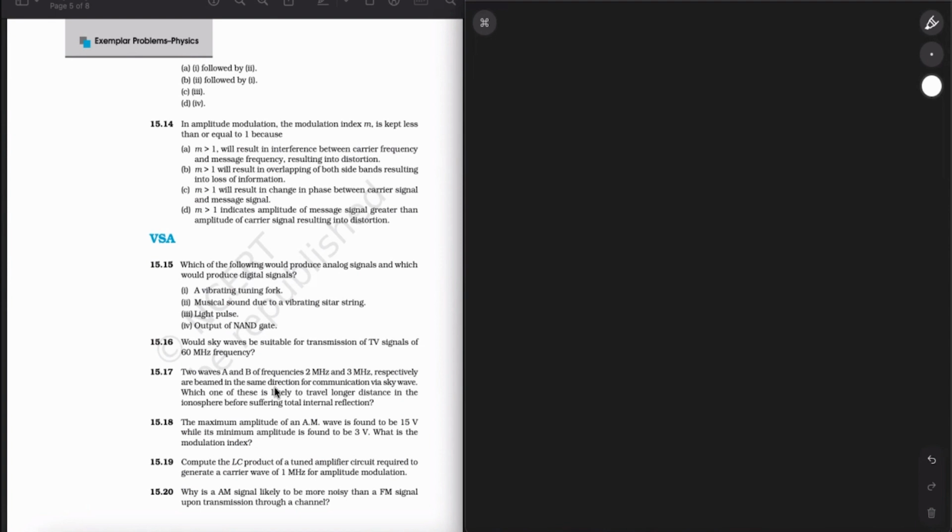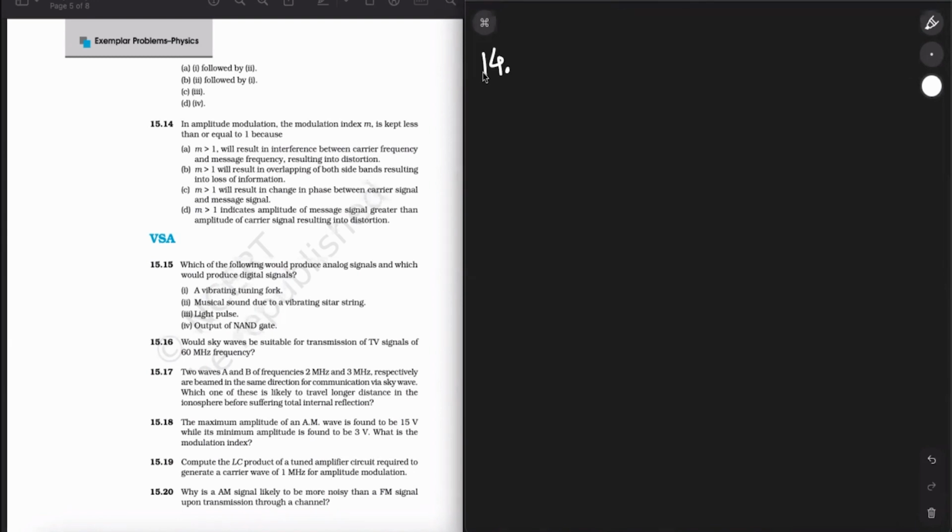Okay, next up we have question number 14. In amplitude modulation, the modulation index m is kept less than or equal to 1 because m greater than 1 will result in interference between carrier frequency and message frequency, resulting into distortion. Greater than 1 will result in overlapping of both sidebands, resulting into loss of info. M greater than 1 will result in change in phase between carrier signal and message signal. M greater than 1 indicates amplitude of message signal greater than amplitude of carrier signal, resulting into distortion.